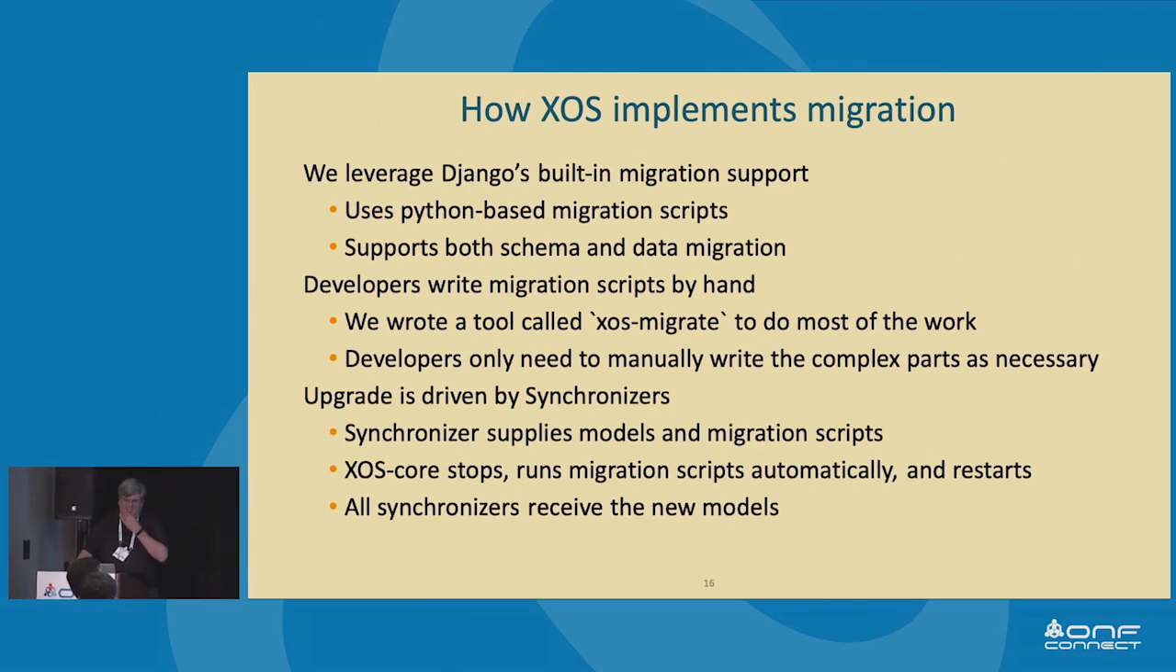So I think I was down here at upgrade is driven by synchronizers. And the synchronizers, when you perform a service upgrade, they will supply whatever the core needs to know to do that upgrade. Each time we do this, the core stops, runs migration scripts, and then restarts. The way we've designed this, every synchronizer and every service knows about the other's models. So we kind of redistribute this knowledge throughout the various synchronizers.